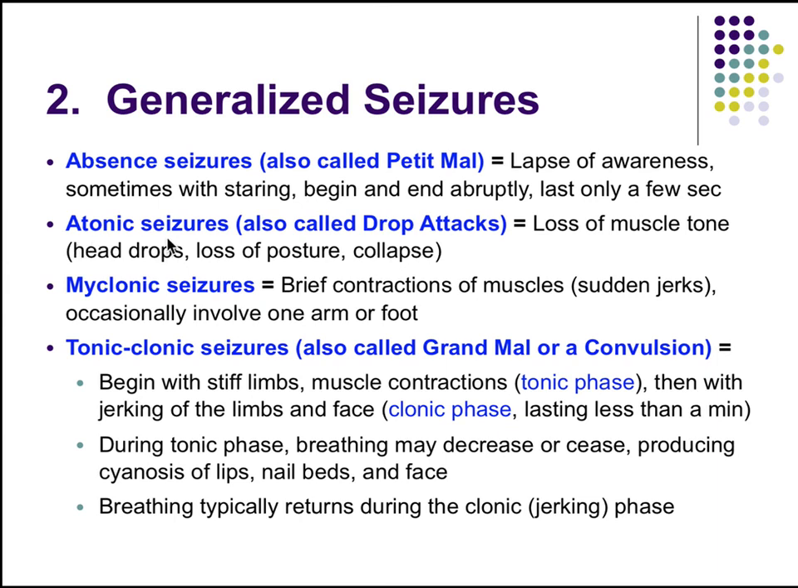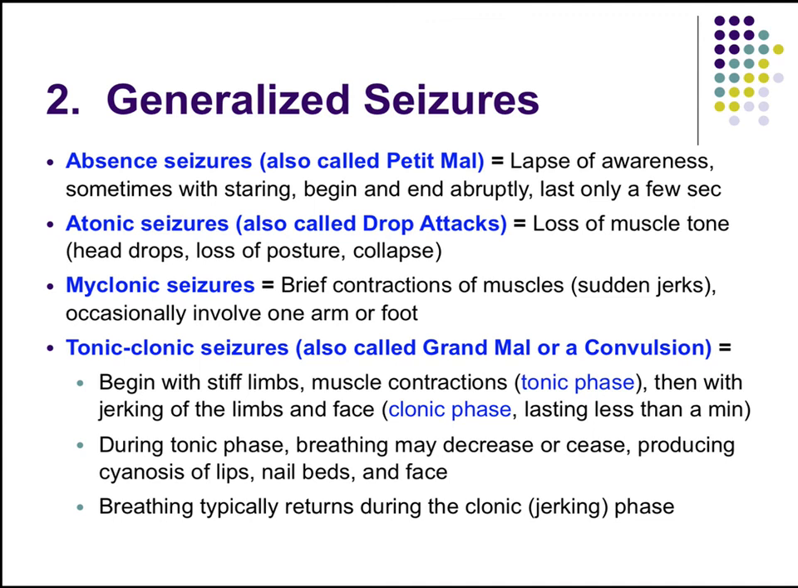So it's the smallest bad one of the generalized seizures. Then we have atonic seizure. This is also known as a drop attack. So here's the word tone inside atonic. In this case, the A means an absence of tone. So what happens is you lose muscle tone. Your muscles all essentially relax and become flaccid. And so you get a head drop, loss of posture, and you collapse, hence known as a drop attack. And again, with all of these you lose consciousness. A myoclonic seizure, in this case, you actually have contractions. So you're going to have brief contractions of your muscles like sudden jerking, and it occasionally involves one arm, one foot, or one leg.